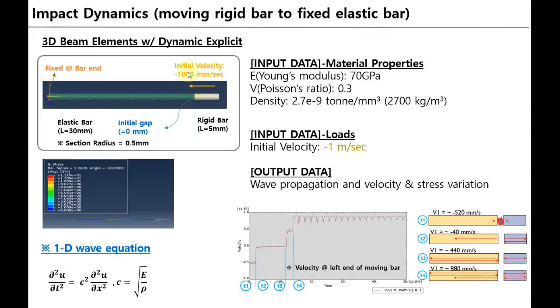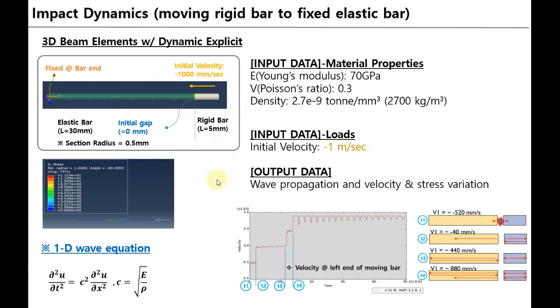In this video, I'm going to explain how to model impact dynamics for two rods. Although this slide summarizes the result for the various cases, the long elastic rod will be free or fixed at the left end, and the short rod will have the initial velocity, and it can be rigid or elastic. But in this Abaqus video, I'm going to just show the free elastic rod to moving elastic rod case. Later, I will unload and explain the various cases of FEA results in these slides.